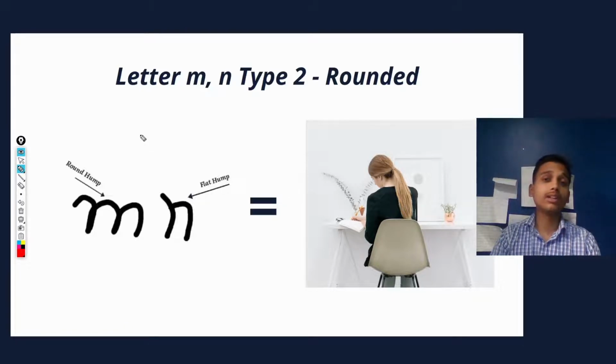I believe you have learned something new. So if you have this type of M and N, then you are very good at long-term thinking and you have very good long-term memory. So that's all.